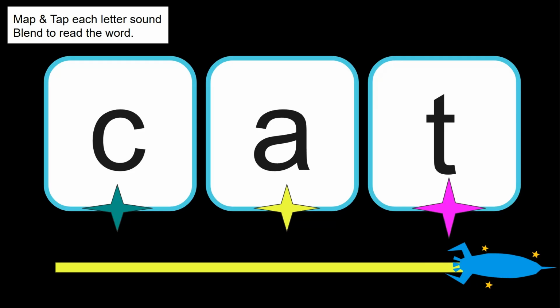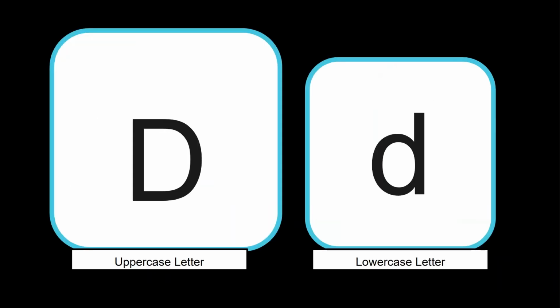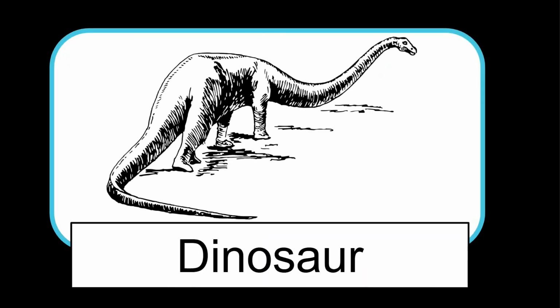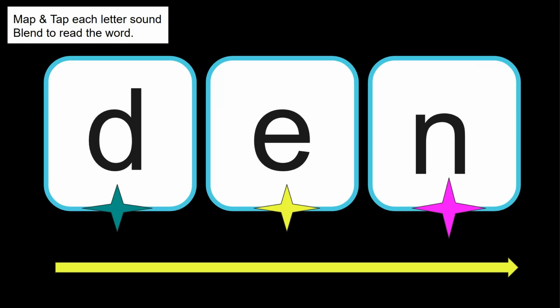cat. Great job. Next we have the letter D, and this sound is d. Just like in the beginning of the word dinosaur, d. So let's decode. D, e, n, den. Great job.